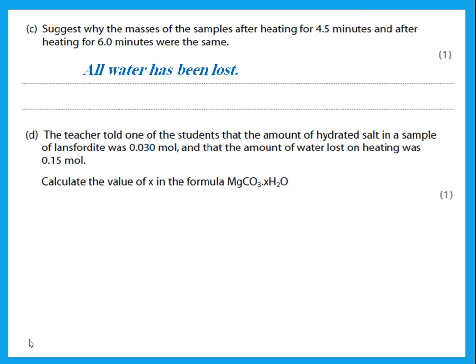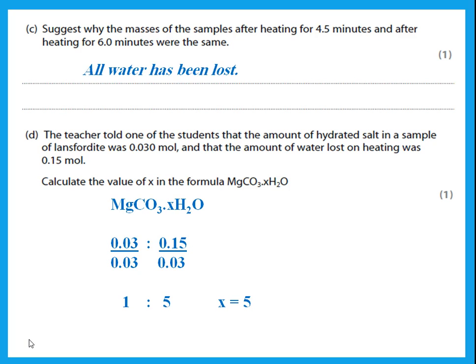The teacher told one of the students that the amount of hydrated salt in a sample was 0.03 mole and that the amount of water lost was 0.15 mole. So he already gives me the number of moles of each, and I just do it as if I'm trying to get an empirical formula. I divide by the smallest to get the simplest ratio, and the x comes out to be 5.